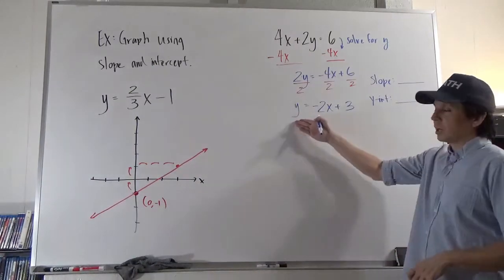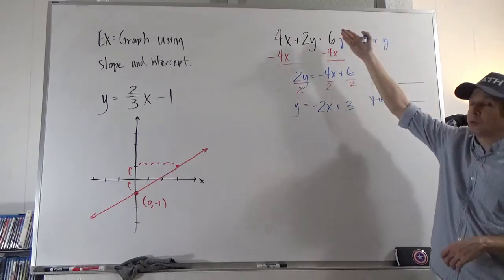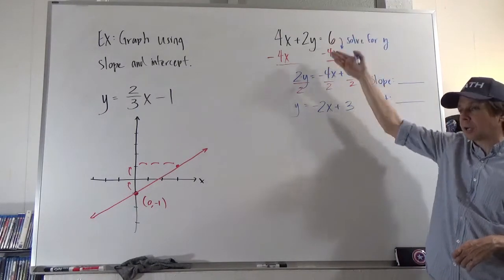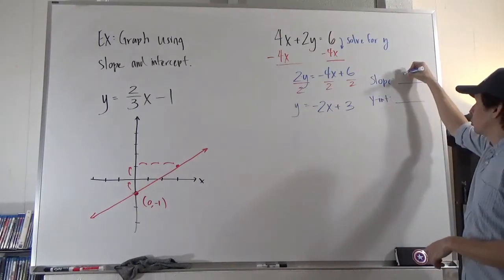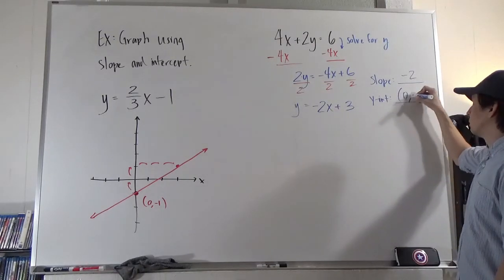But once you have it as y is equal to mx plus b, then you can pick out the slope as the coefficient of the x. Again, you can't grab the coefficient up there because that's not the correct form. Negative 2 is your slope. Your y-intercept is (0, 3).